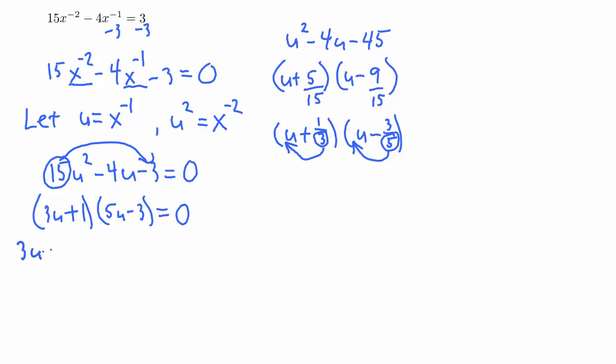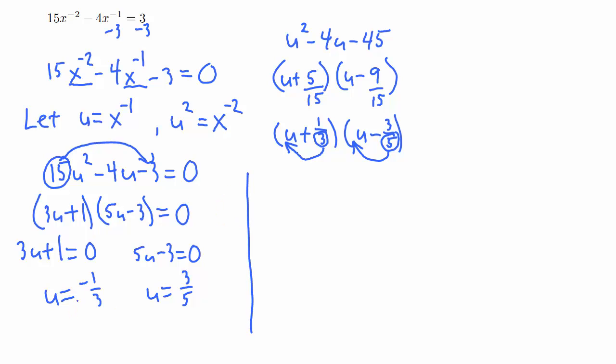So let's use the zero factor property. That means that 3u + 1 = 0 and 5u - 3 = 0. Subtract 1 and divide by 3, which means u is negative 1/3, and add 3 and divide by 5, which means u is 3/5. Now again, this is just a solution in u. It's not a solution in x, which is what we want.